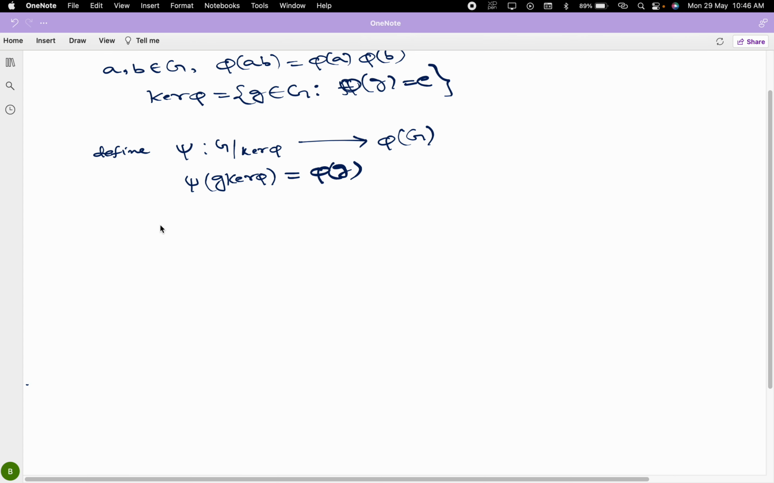Can you show this? If I can show that this is a homomorphism as well as a bijection, then I am done. So let's first try to prove whether it is a homomorphism or not.